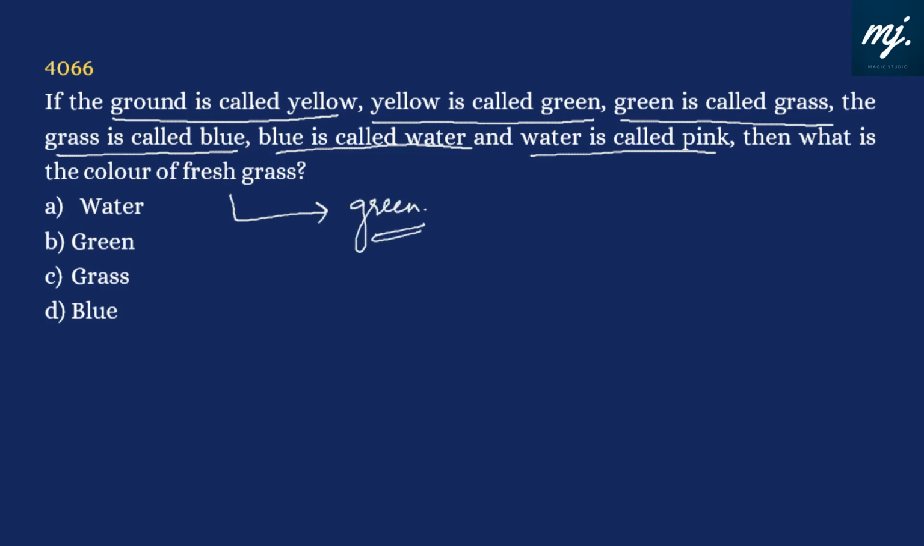Now what is green known as? Green is called grass. That means wherever there is green, they call it grass, and I need green to answer. So if in the language I'm answering, I should be calling it grass. What is the color of fresh grass? Fresh grass color is grass, because grass is actually green. Mark C and move on.